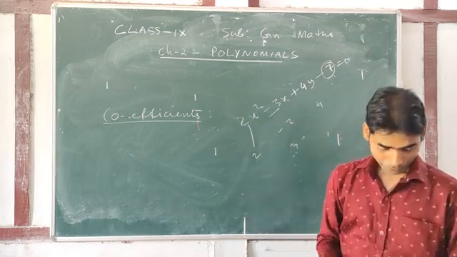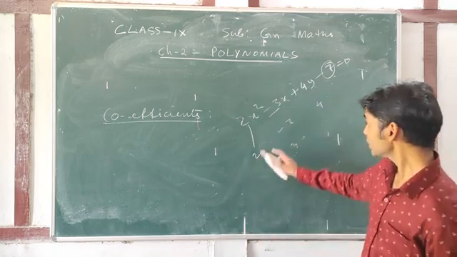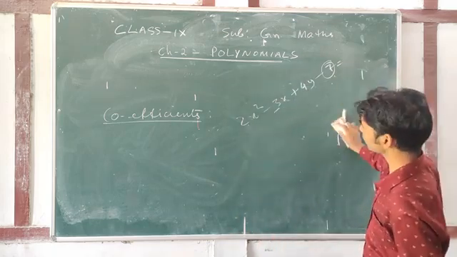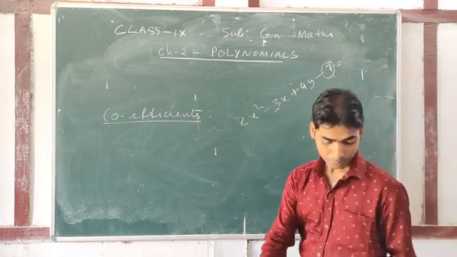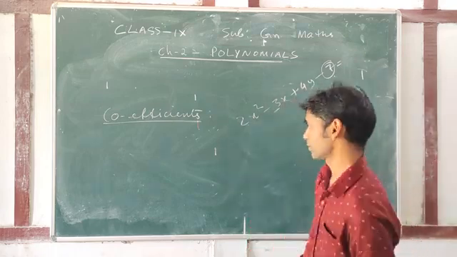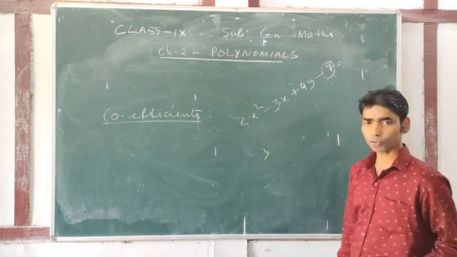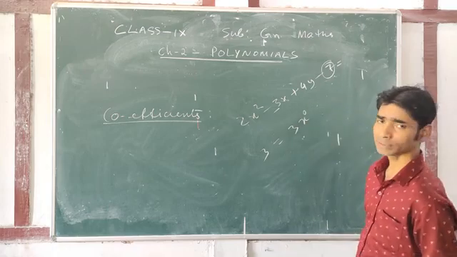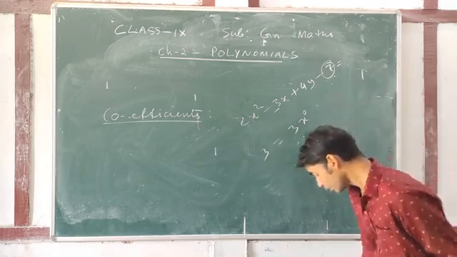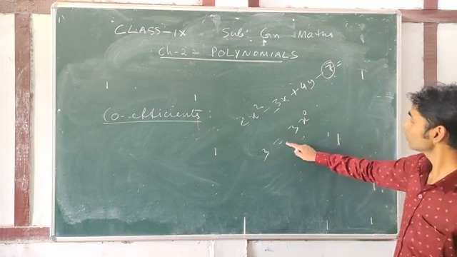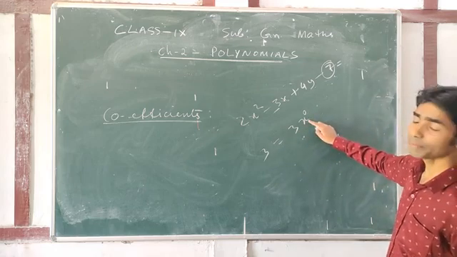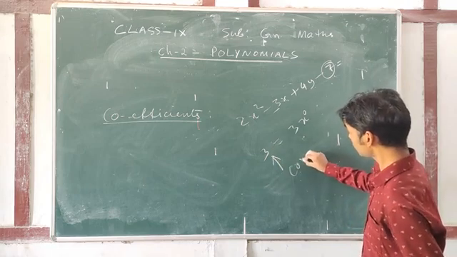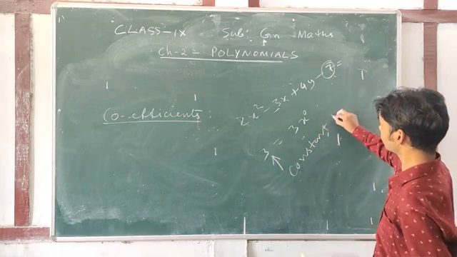So these are polynomials. Polynomials are made of both variables and constants. If a polynomial is made up of only numbers, suppose 3, it is still a polynomial because we can write 3 equal to 3 into x to the power 0. Here the variable is x. So this is also a polynomial. These are called constant polynomials.